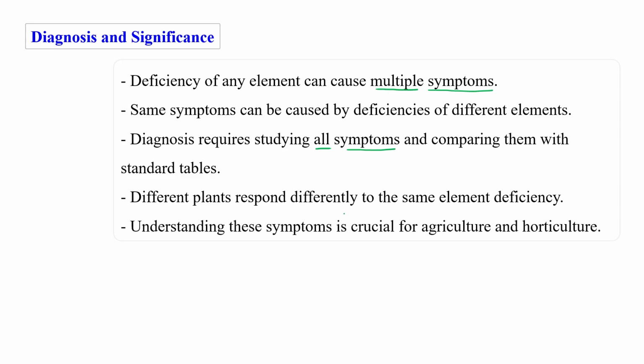This is another point. Different types of plants respond differently. Maybe one type of plant requires magnesium in comparatively higher amount than another plant. Similarly for iron. So that's why it is written over here, different plants respond differently to the same element deficiency. So understanding these symptoms is a crucial point for agriculture and horticulture.